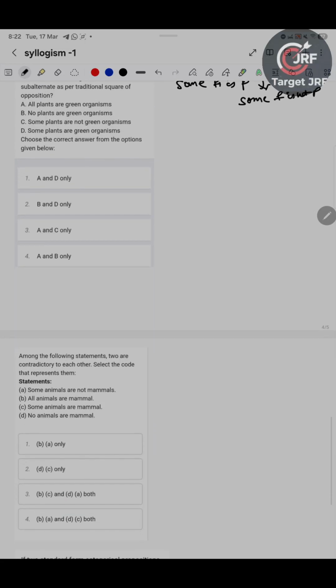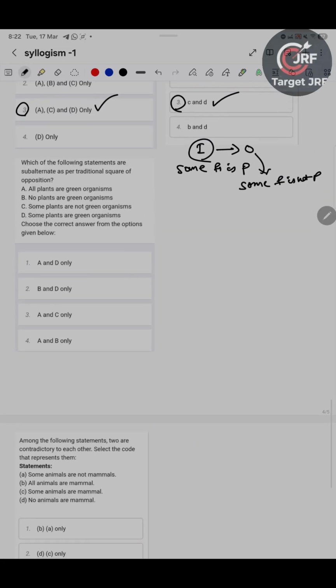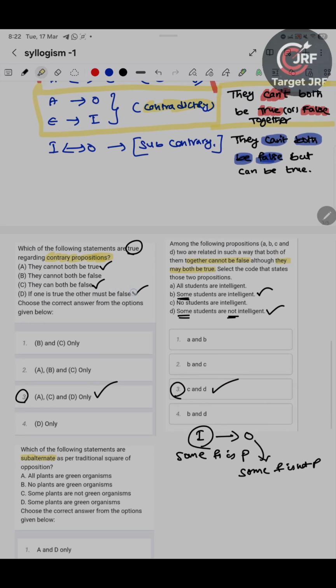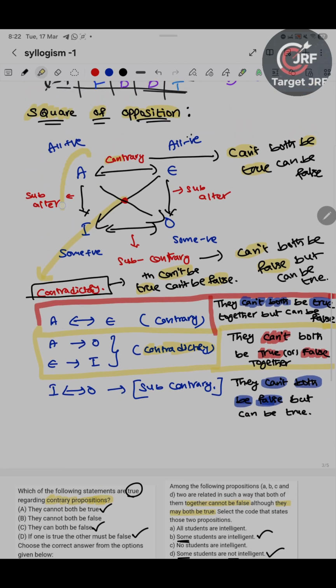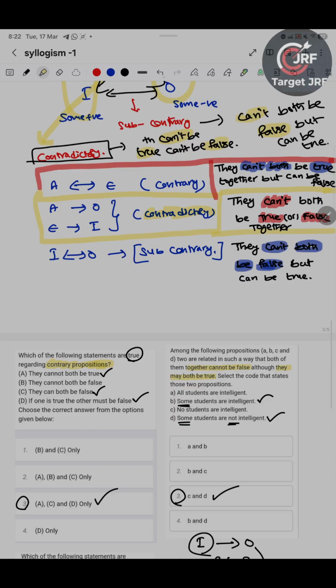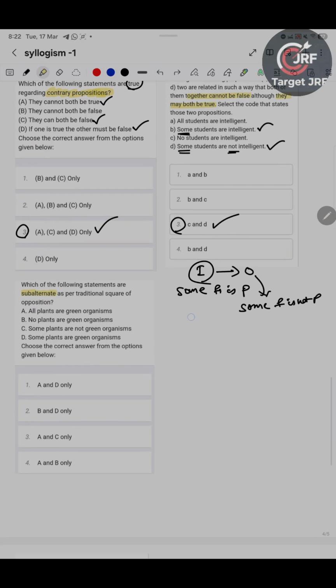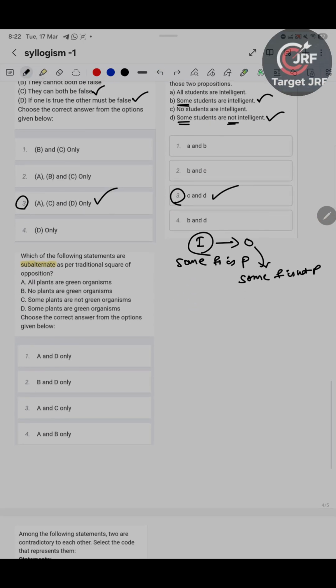And the next question, if you see similarly: which of the following statements are subalter, as per the traditional square of opposition? Subalter means, you must be understanding, that it is A to I and E to O. A to I and E to O are the subalter things. So let us see whether they are.